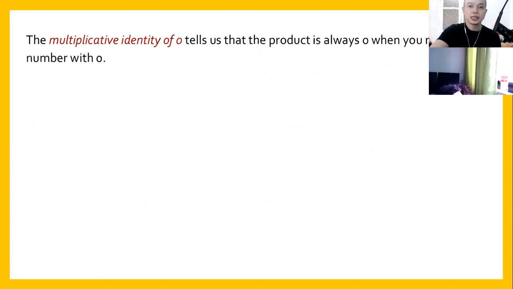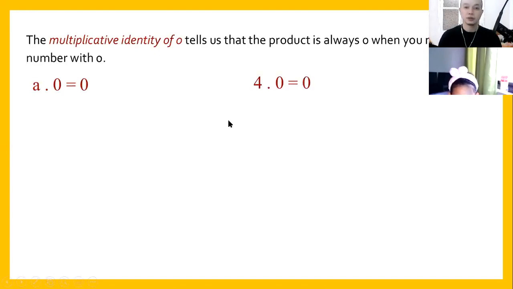Multiplicative property of 0. When you multiply any number with 0, it will give you a result of 0. So A times 0 will be equal to 0. For example, 4 times 0 is equal to 0. Any number you multiply by 0 will be 0 all the time. Okay, Christelle? It's pretty easy.